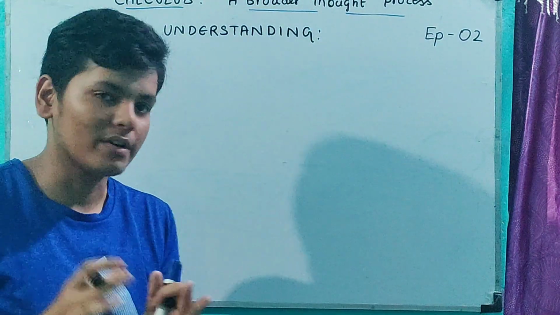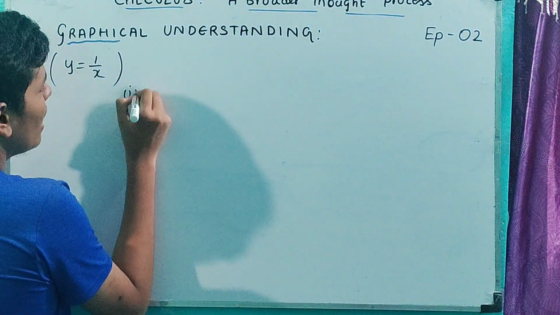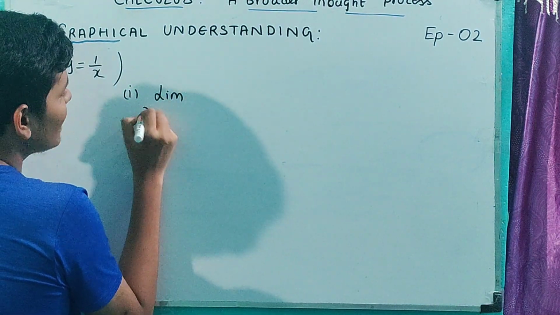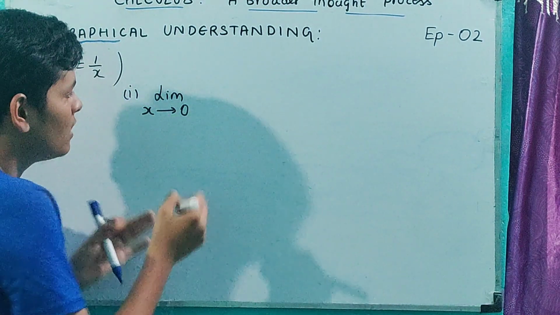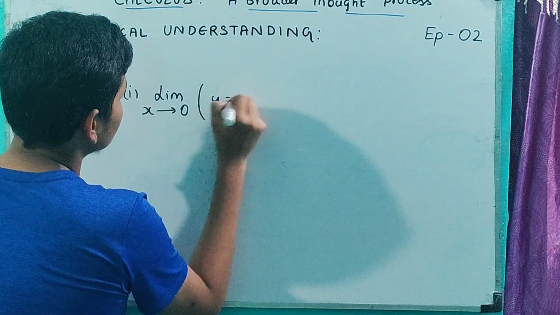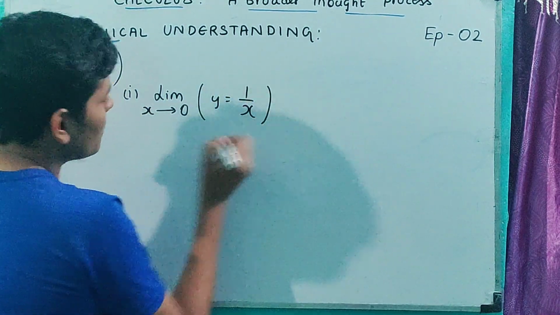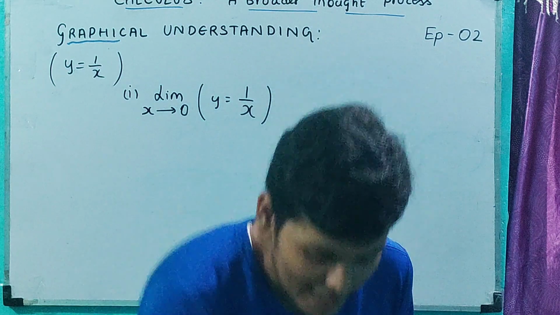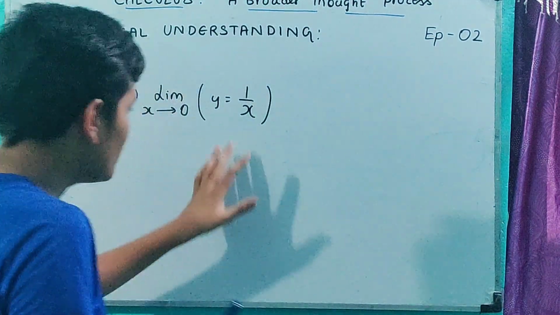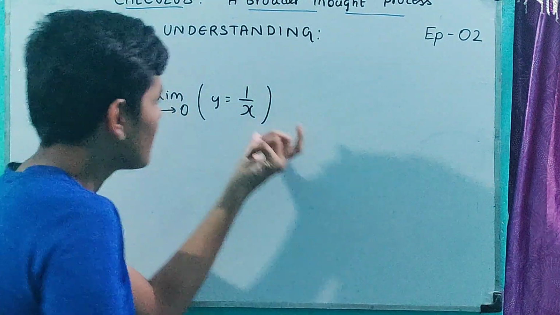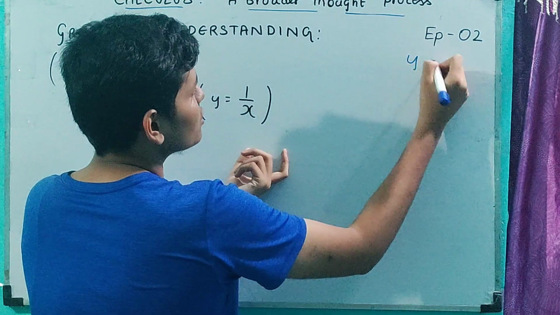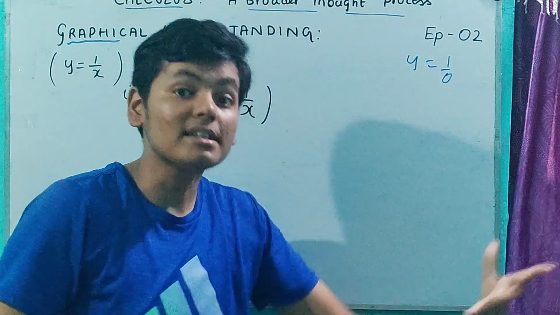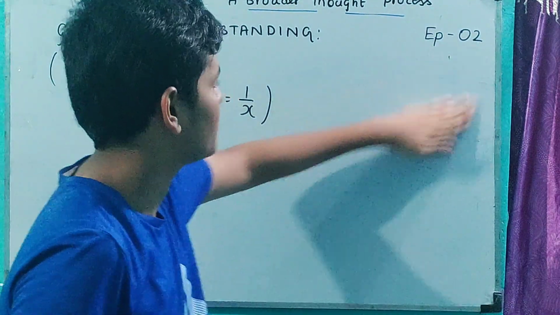There are two cases of limits. First case, let us limit x to 0 over here in the equation y equals 1 by x. If we limit the value of x to 0, it means we are trying to achieve the denominator value as 0. That will almost give us y equals 1 by 0. And then we will understand what the value of 1 by 0 is.